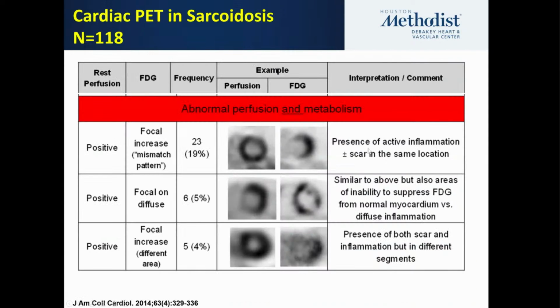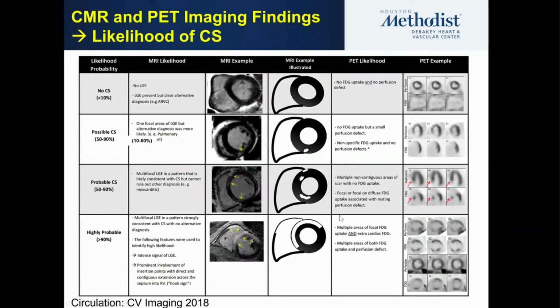Now, when we talk about the abnormals, the most significant one is where you have a perfusion defect and complementary FDG uptake in that area. And this is where it is the most specific. In fact, when looking at how you classify cardiac sarcoidosis, and looking at possible or probable or highly probable, this one is probably the most probable, where you have a perfusion defect and FDG uptake in the same area.